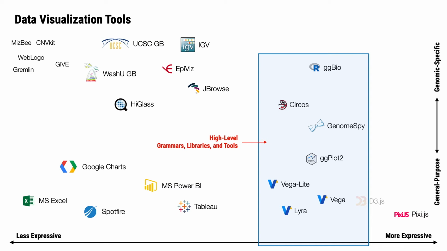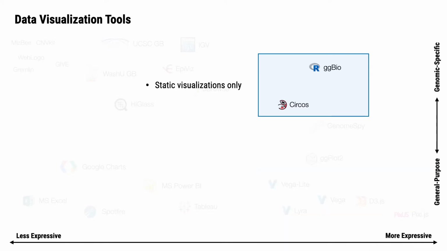On the right center, there are high-level tools that balance between ease of use and expressiveness. While they are great tools for quickly creating custom visualizations, they still have several limitations when creating diverse genomics visualizations. For example, genomics tools like ggBio and Circos only offer static visualizations. Therefore, dynamic exploration of large-scale genomics data can be limited.